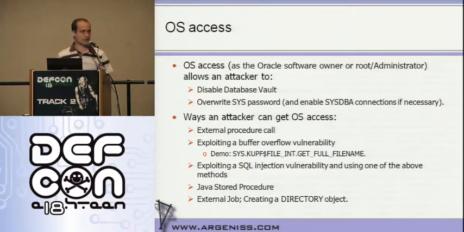There are many ways in which an attacker could get operating system access. There is the external procedure call method. The following example is about this method. We are going to see also that exploiting a buffer overflow vulnerability can allow for operating system access and the disabling of Database Vault. Also, it is possible to use Java stored procedures to get operating system access, and also through external jobs, and creating a directory object could also lead to file system access and the compromise of Database Vault. In addition, if we don't have the required privileges to perform this kind of attacks, we can use SQL injection vulnerabilities and use one of these attacks.